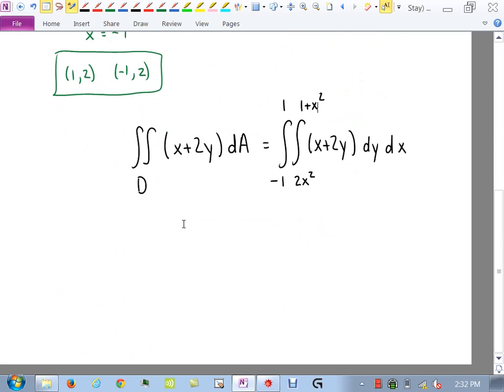Okay, let's set this integral up. I'm running a little bit short on time, but I'm going to try and knock this thing out. First thing I'm going to do is get that stupid keyboard thing off there.